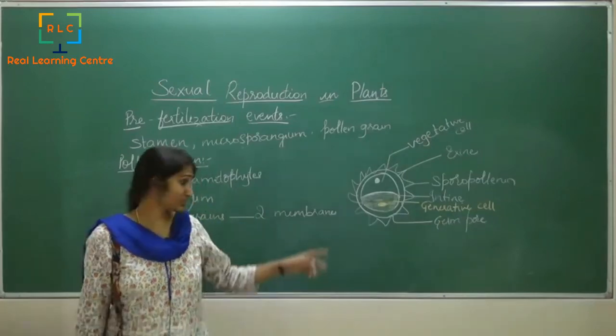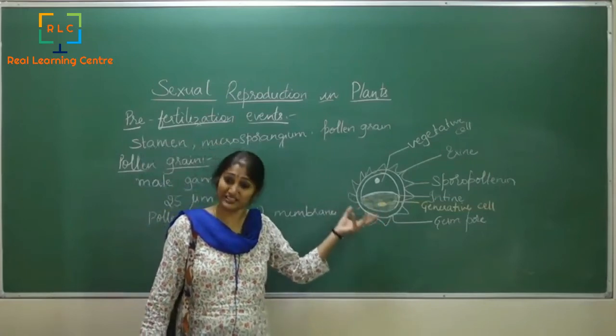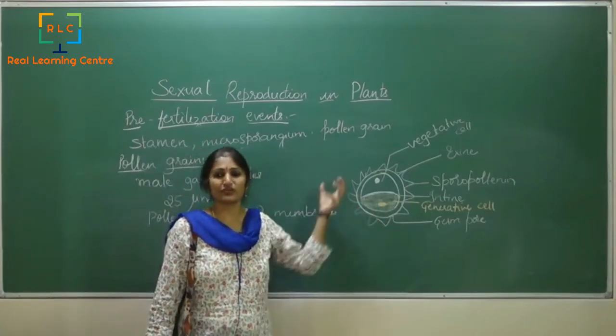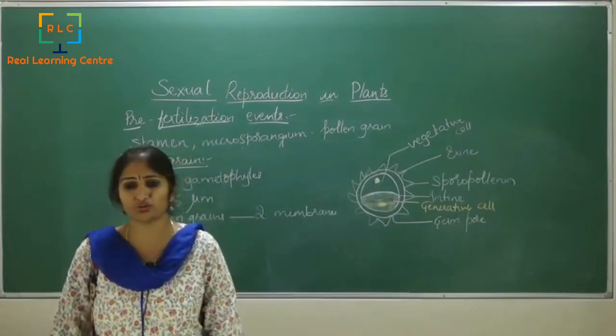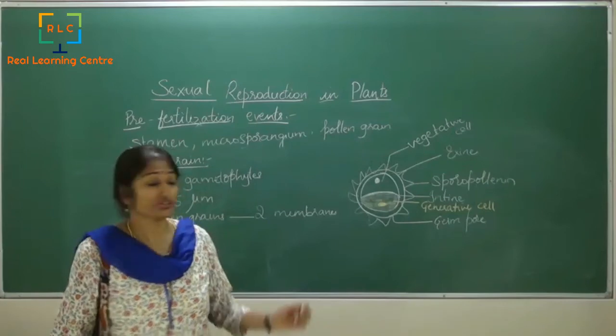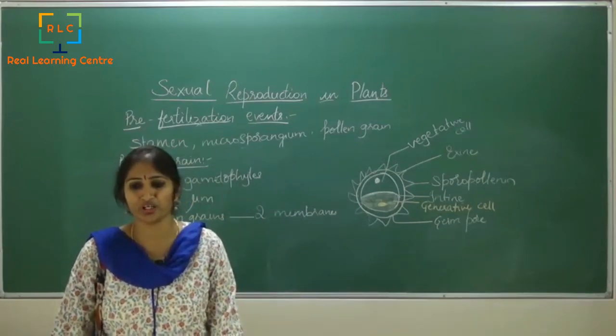Now the generative cell is very small, kind of dense, and keeps moving inside the cytoplasm. So you see that this is how there are two cells inside our pollen grain.